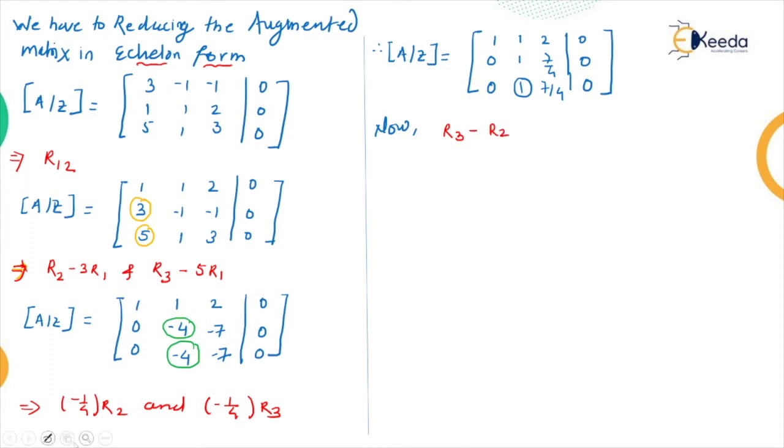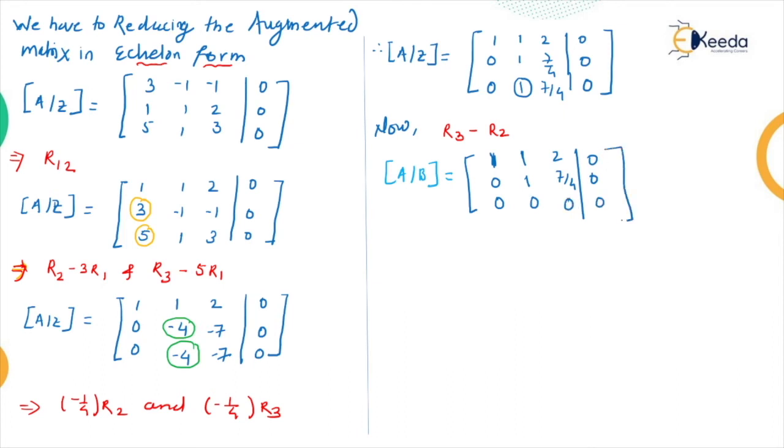So the next step, the augmented matrix AB, becomes: nothing is changed in the first row, 1 1 2 and 0. In the second row, 0, 1, 7 divided by 4 and 0. But in the last row there is a change: 0 minus 0 is 0, 1 minus 1 is 0, 7/4 minus 7/4 is also 0, and the last element of this matrix is also 0.